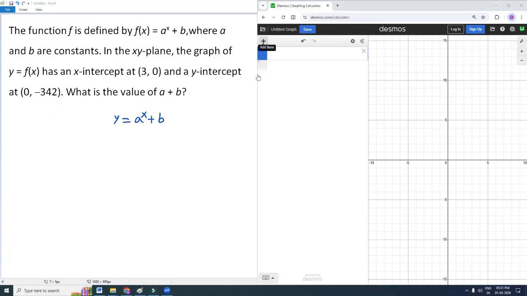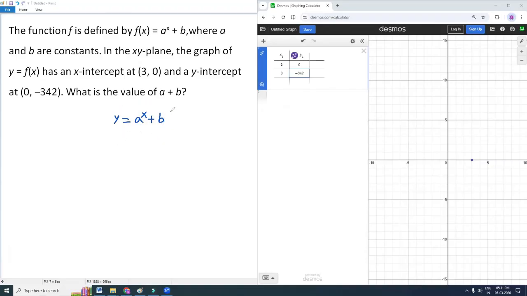Okay, in Desmos, just click on this plus sign, go to the table, take the first point, that is (3, 0), and the second point (0, -342). Now, we have to take this equation in Desmos. My aim is not to get the graph of this equation. My aim is to get the values of the unknown constants a and b.